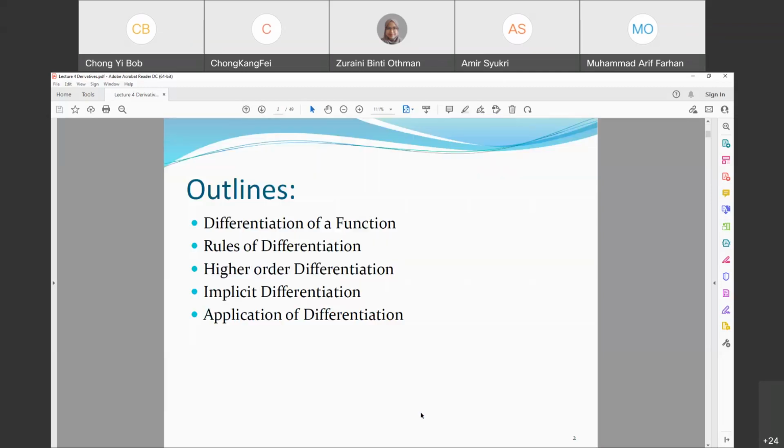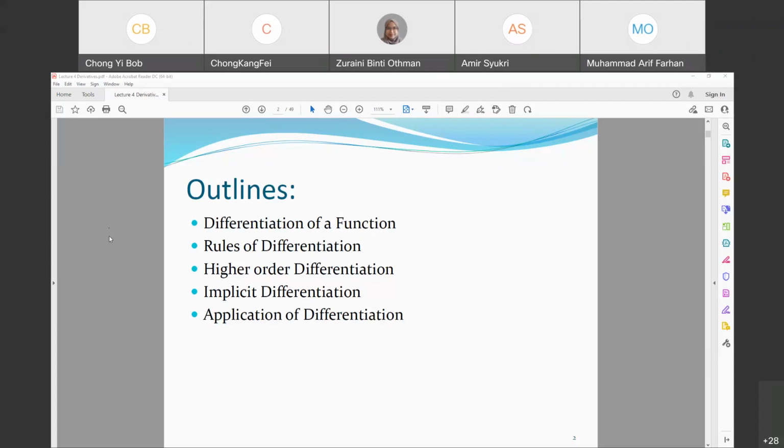Okay, this is the outline: differentiation of function, and the continuity of the function also. After that, we learn about rules of differentiation, higher order differentiation, implicit differentiation, and application of differentiation. Okay, pembezaan. So, what is pembezaan in terms of function? First we have to know the fundamental concept. What is pembezaan inside a function?